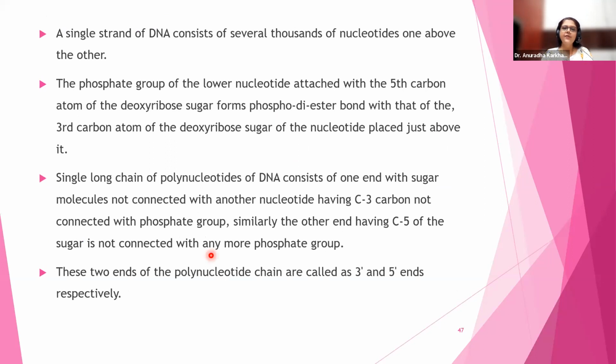A single strand of DNA consists of several thousands of nucleotides, one above the other. So they are going to be stacked one above the other. How many? Almost several thousands. The phosphate group of the lower nucleotide is attached with the fifth carbon atom of the deoxyribose sugar and forms a phosphodiester bond with that of the third carbon of the deoxyribose sugar of the nucleotide placed just above it.